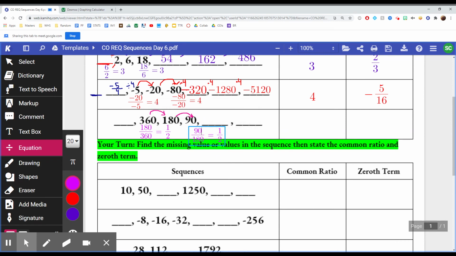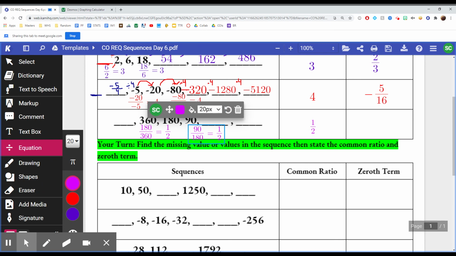Okay, so when you get 1/2 for the common ratio, that generally tells us that what we're doing is dividing. Okay, so we are dividing by the number below. So we are actually dividing by 2. Okay, so we can say 360 divided by 2 gives me 180. 180 divided by 2 gives me 90, and so on. Okay, so that's one way that you can think about this, by dividing.